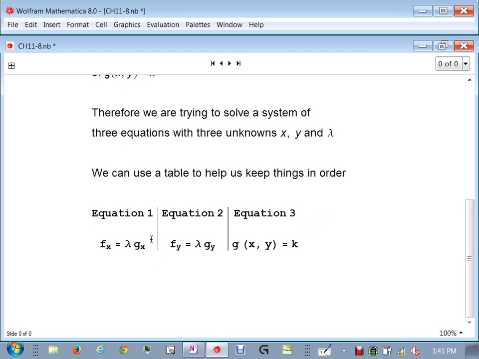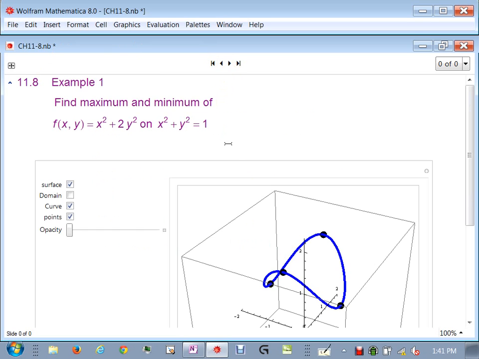Three equations, three unknowns. The trick is that the equations are not necessarily linear equations. If they were linear equations, we could use Gaussian elimination, systems of equations stuff to solve it. But because they're nonlinear, we're going to have to do it some other way. That's going to be the challenge.